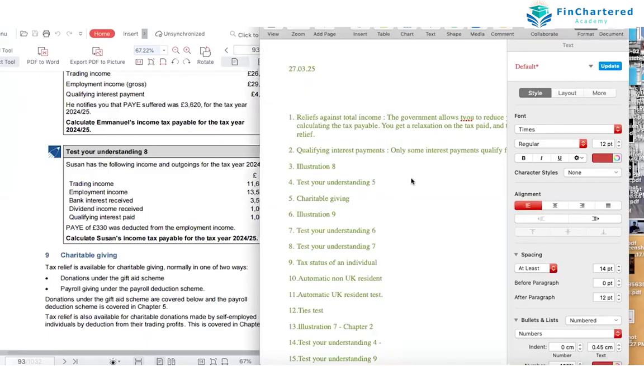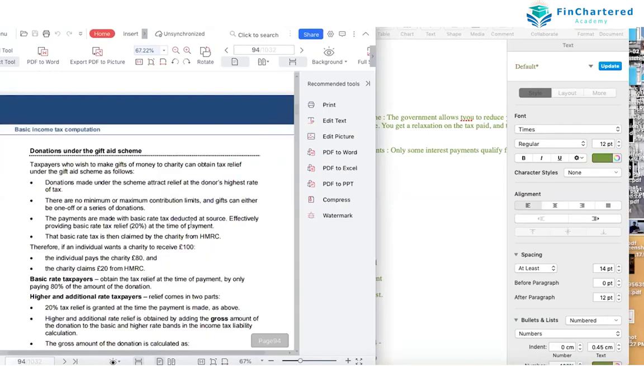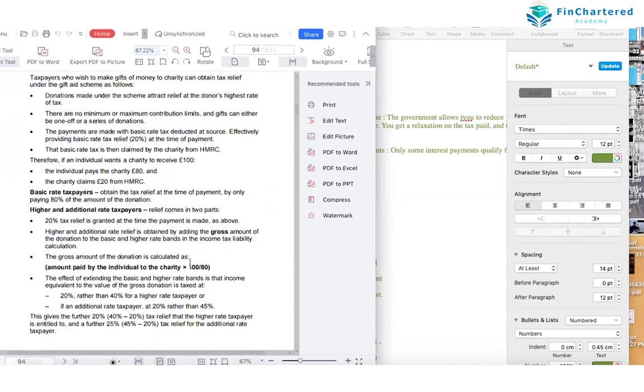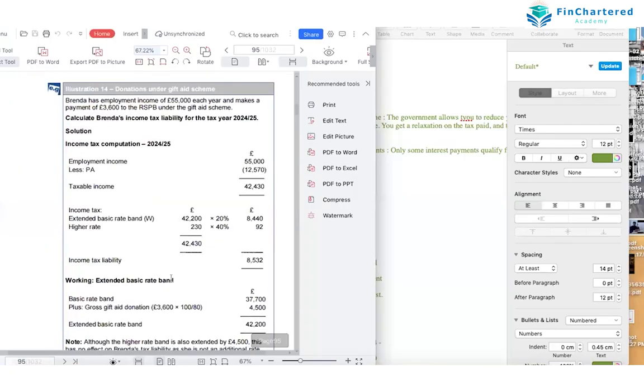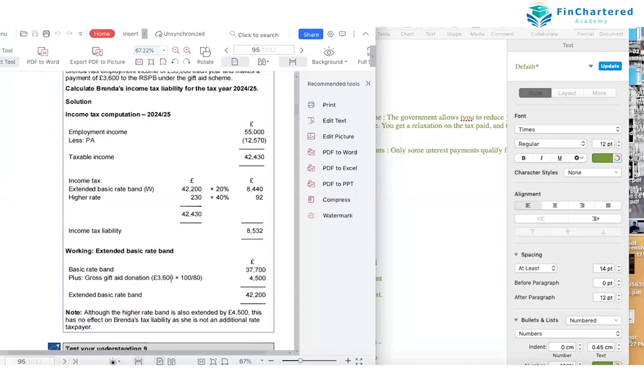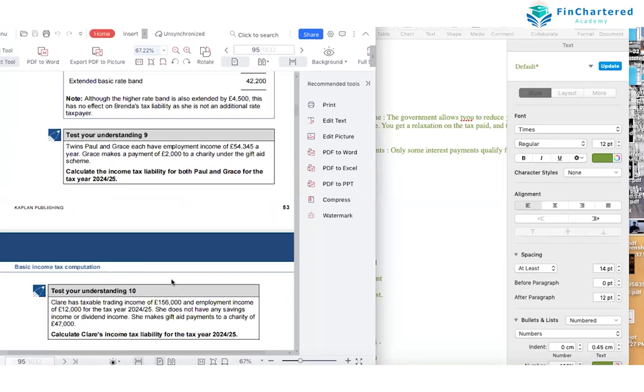Yes. We've looked also at charitable giving. Again, no major changes. Everything is as usual. Remember, 80% you will pay, 20% the HMRC will pay at the time of giving to charity. And then after that, depending on which kind of taxpayer you are, there are further reliefs. Brinda's example we had seen, if you recollect. Paul and Grace example we saw.